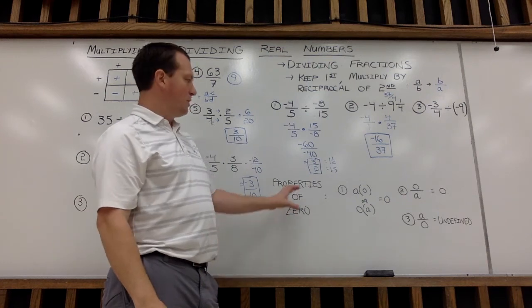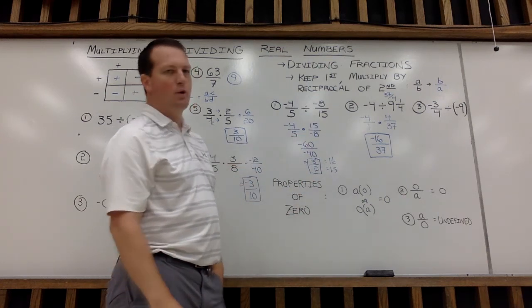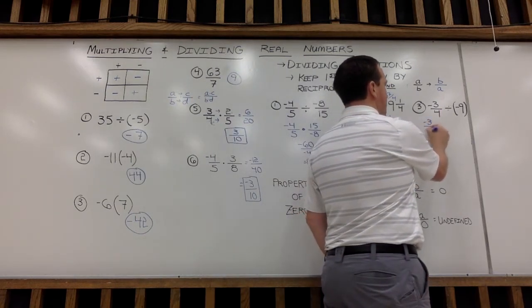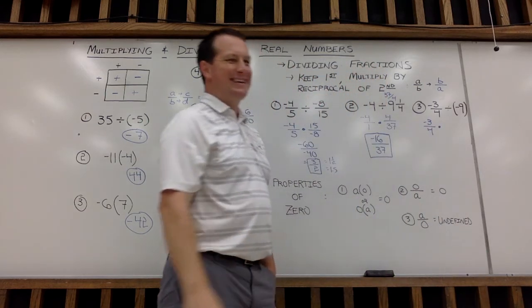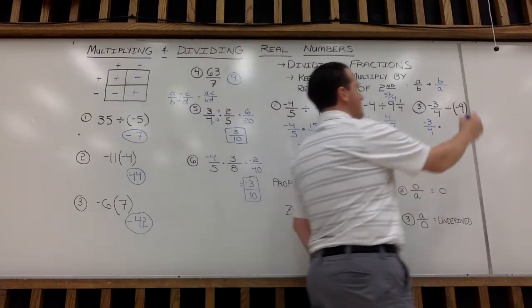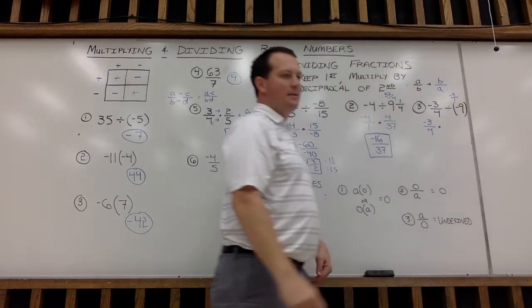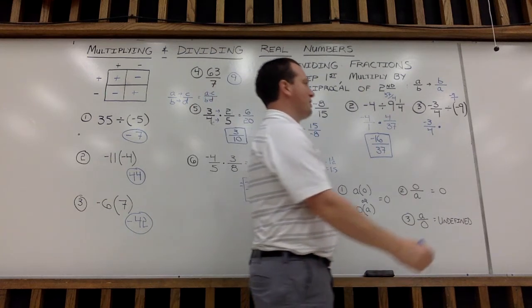Last example before we talk properties of 0. Again, I have negative 3/4. I'm going to keep that first fraction. Change division to multiplication. And negative 9 as a fraction is negative 9 over 1. So I'm going to write negative 9 over 1's reciprocal. So that would be 1 over negative 9.